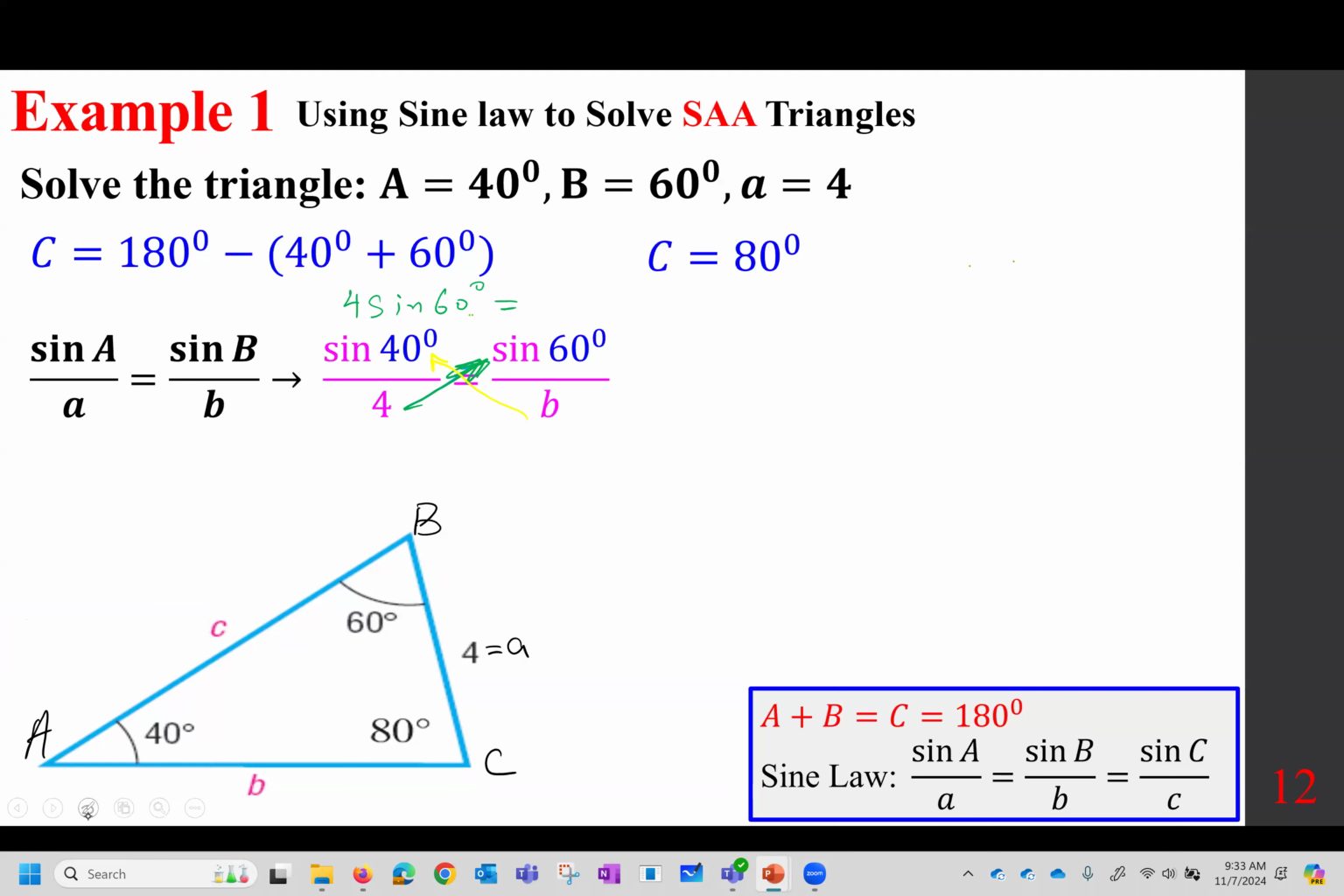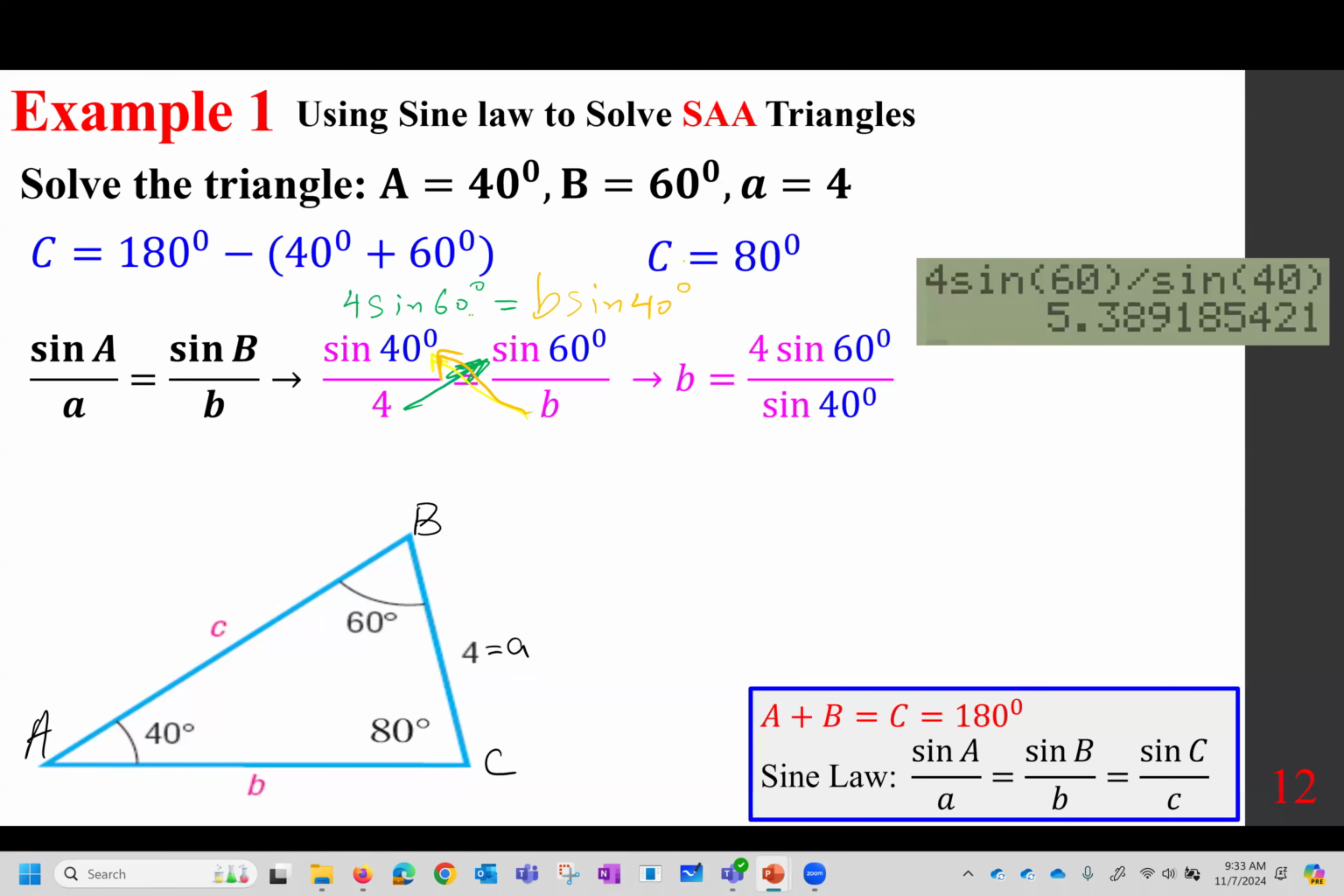equals this, means b sin 40 degrees, which means b is 4 sin 60 over sin 40. So we should recognize that. At this point, you put it into a calculator. So I'll show you.